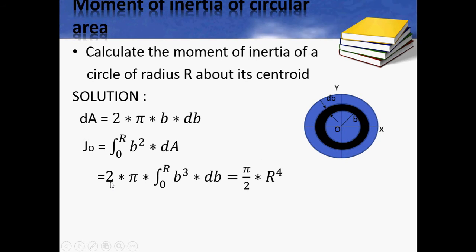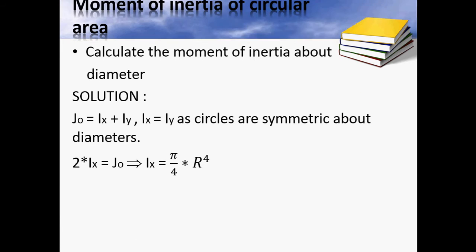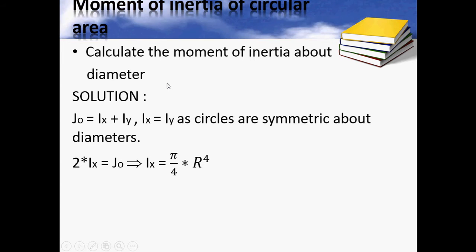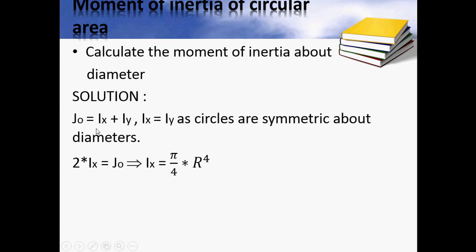So J naught is equal to the integration of p square into dA, which is p square into dA, and we have to integrate it from 0 at the origin to r. So we get the integration of 2 pi p cube dp from 0 to r, which is equal to pi by 2 into r to the power 4.